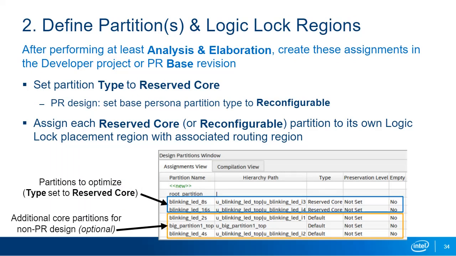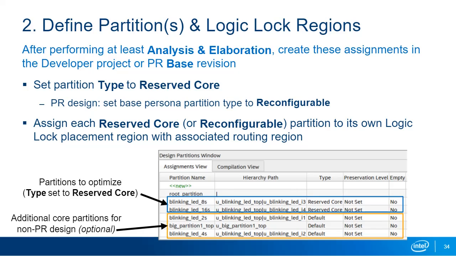Next, create design partition and logic lock region assignments for the core logic to be optimized. To do this, perform at least the first stage of compilation, analysis and elaboration, to establish the project hierarchy. Design partition types should be set to reserved core, following the root partition reuse design flow, or reconfigurable, following the PR flow. Each partition to be optimized should then be assigned to its own logic lock region.